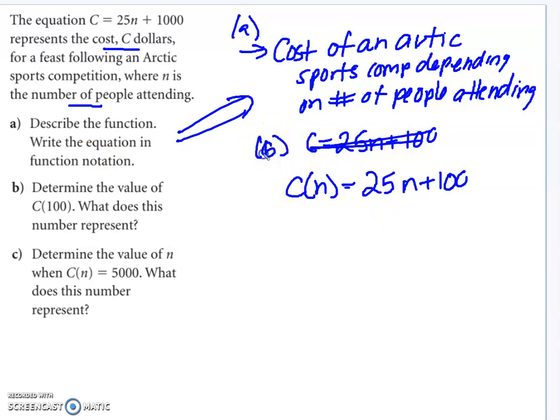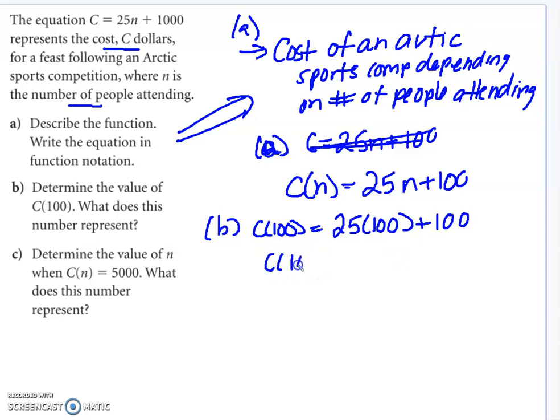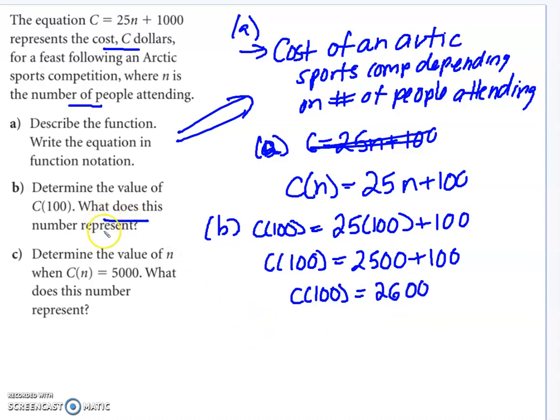So that was actually still A, just continued. And then B says, can we find C of 100? That means we're replacing N with 100. So we're saying 100 people attended, and we're going to see how much money we made. This should be 2,500 plus 100, so you should make $2,600.